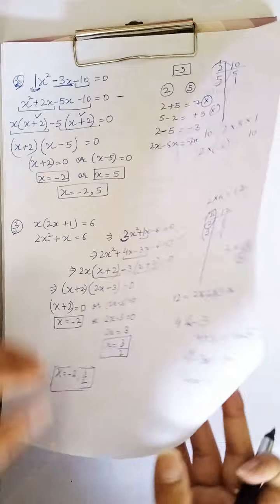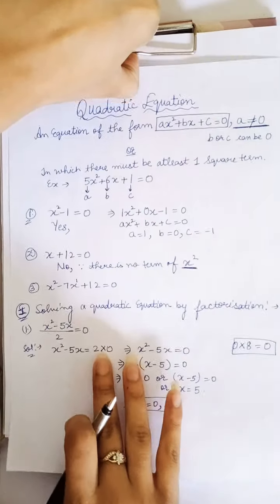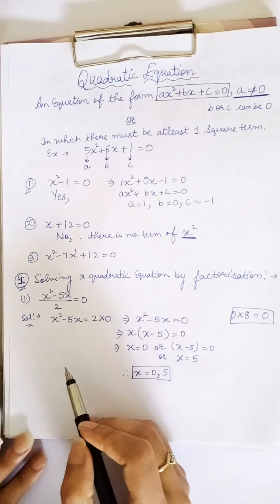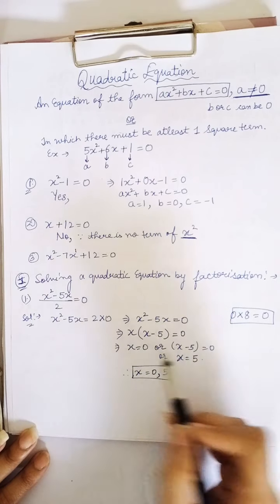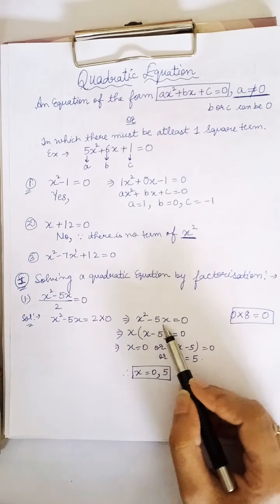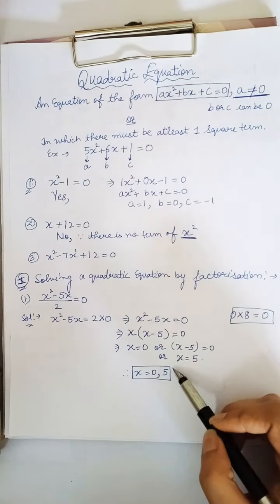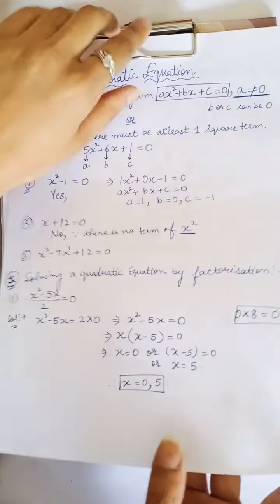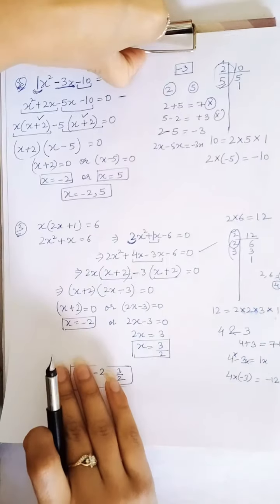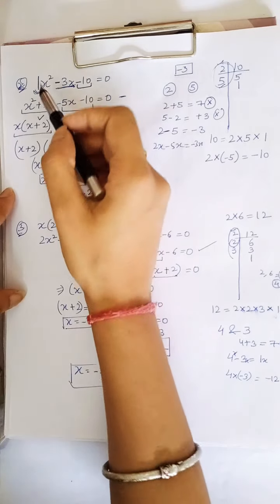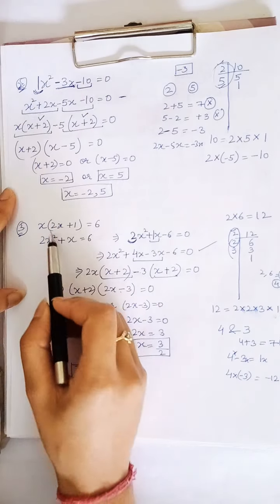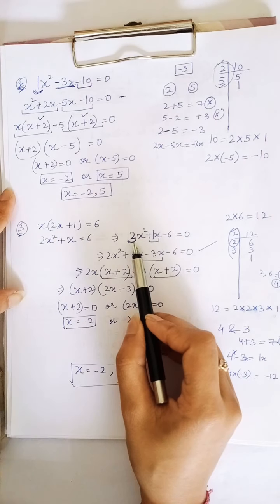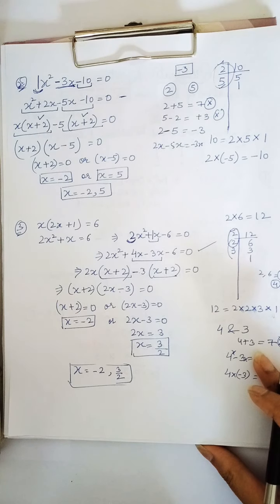I hope now you can solve these three types of questions. The first question is very simple. In it we can simply see x is common, so I took x common, and after that I solved it. And in this question there is a minute difference, that is, here the coefficient of x² is 1 and here the coefficient of x² is 2. So the method is a little bit different.